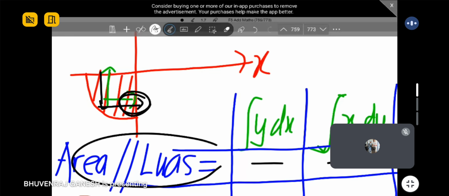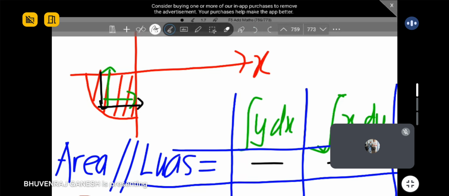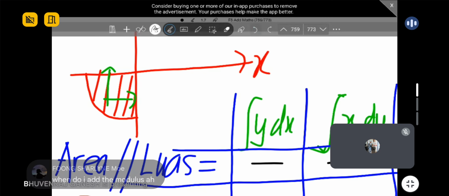Can you all understand, guys? This is the concept over here. Alright? So, are you all clear for these first three examples? Oh, when to add the modulus?